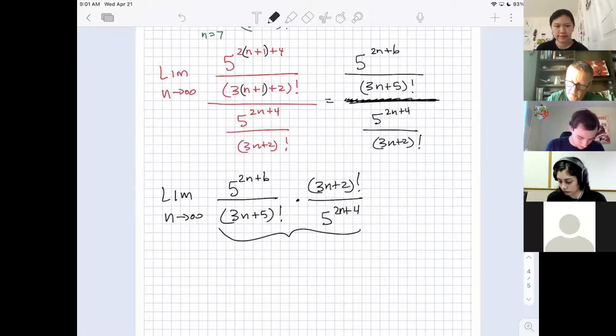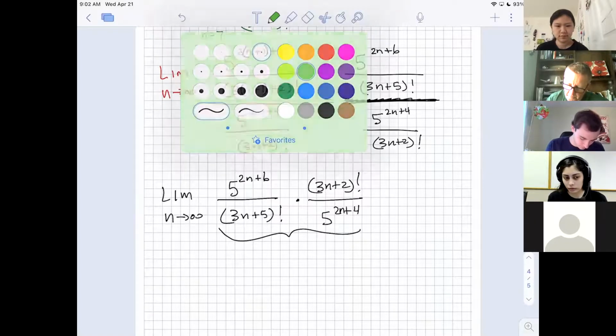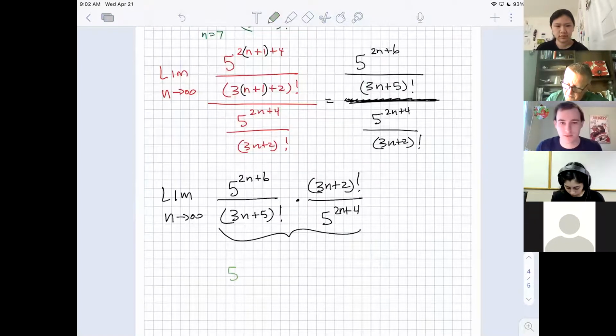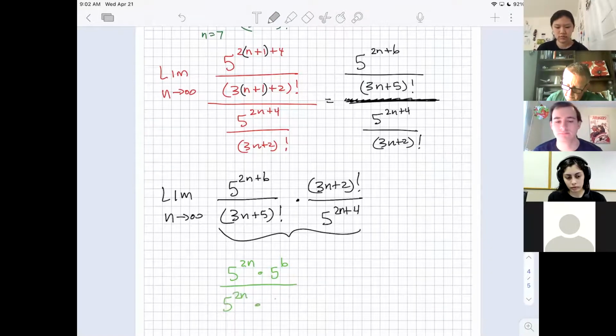So here's the important part that perhaps you blew. Do you agree that 5 to the 2n plus 6 used to be 5 to the 2n times 5 to the 6 because you had exponents, right? And therefore, the 5 to the 2n plus 4 would be 5 to the 2n times 5 to the 4th. Aha. So now there's some stuff that can cancel.